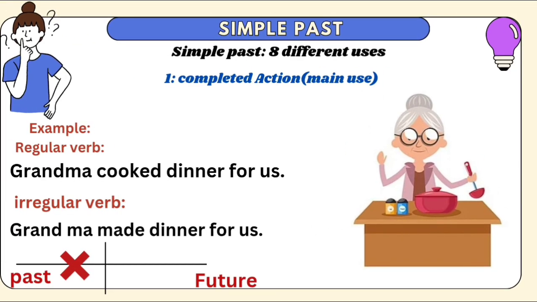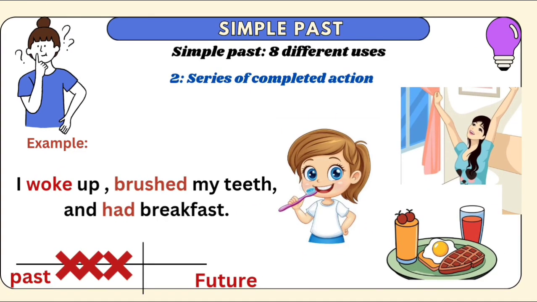Here's another example. Grandma cooked dinner for us. She made dinner for us one time in the past. Grandma made dinner for us. It's the same thing.